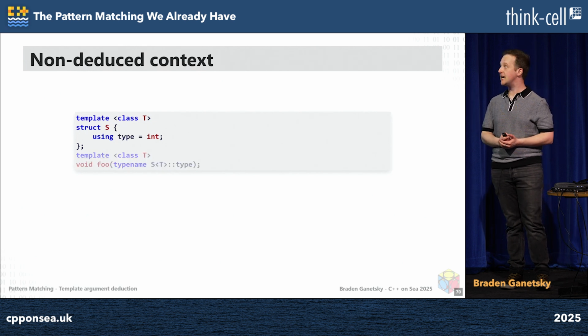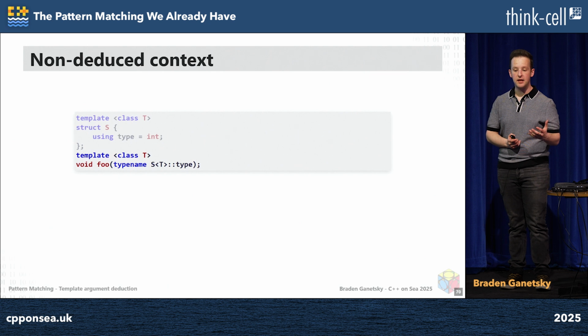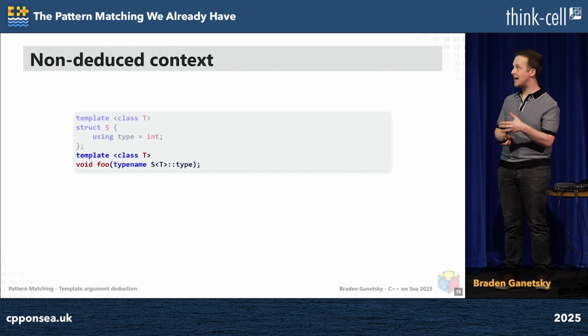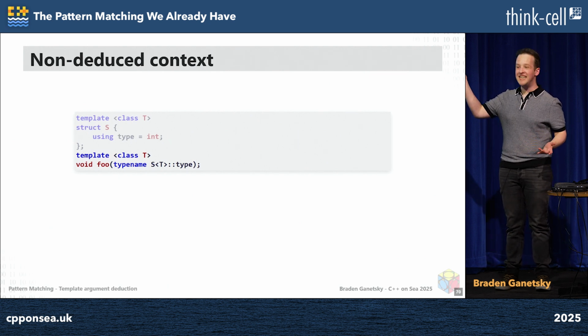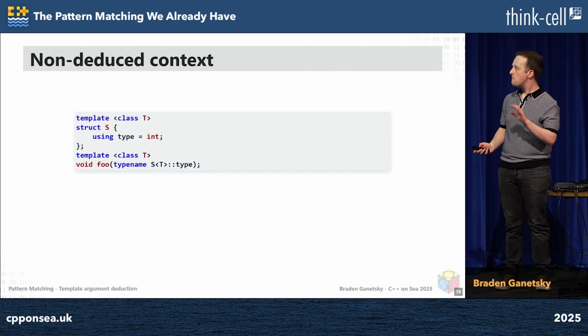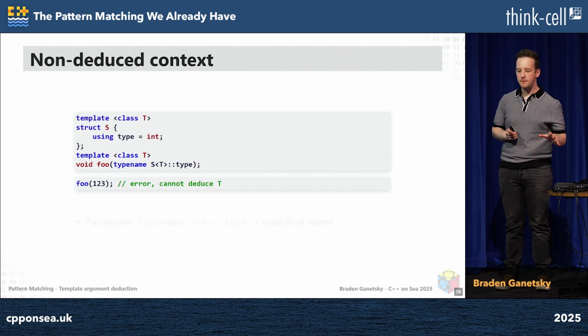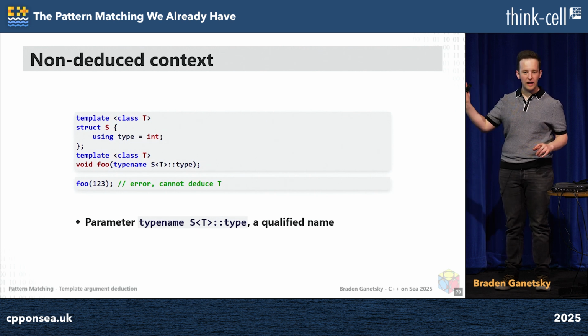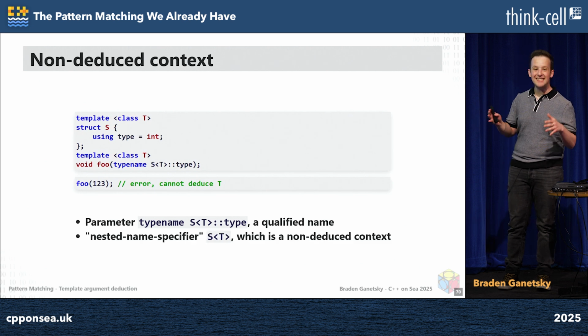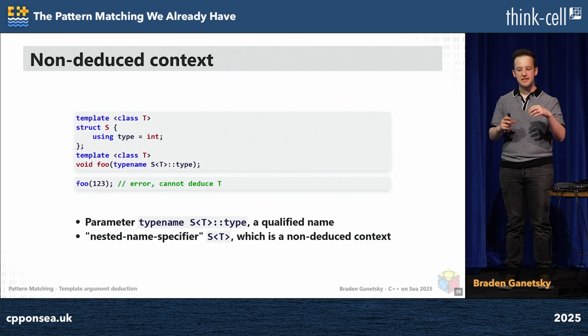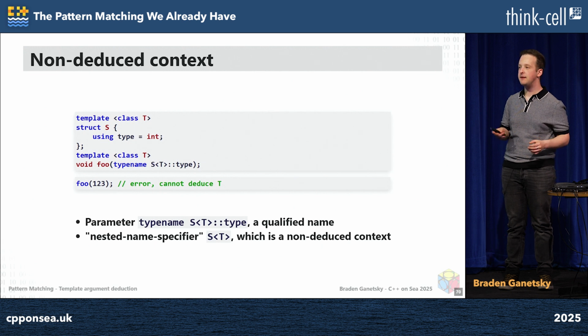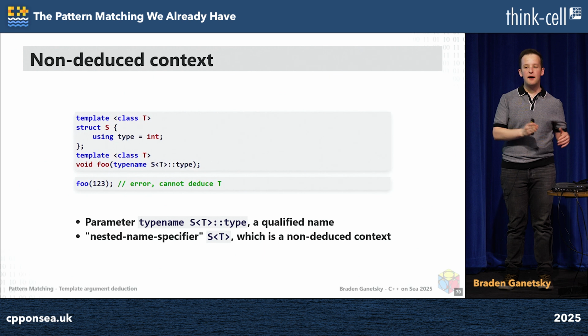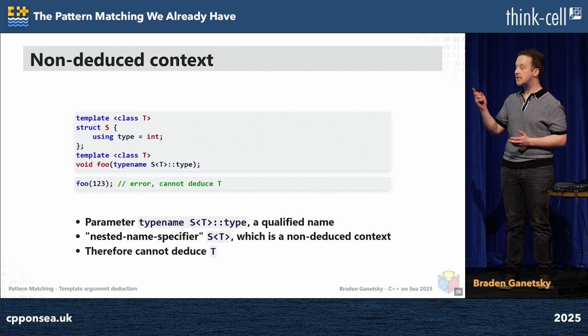I have a struct template that takes a T, and then I have a function template that takes a typename S<T>::type. Now we look at this code and we know that's int. We know that's int for all cases. But the problem is it doesn't actually work, because we have a parameter that is a typename S<T>::type. That is a qualified name. We need to look at the nested name specifier, which is typename S<T>, or just S<T>, because we don't need typename, that doesn't particularly matter. This is a non-deduced context. As I said, it's everything to the left of the final double colon. That's non-deduced context, and therefore we cannot deduce T, and this is an error.